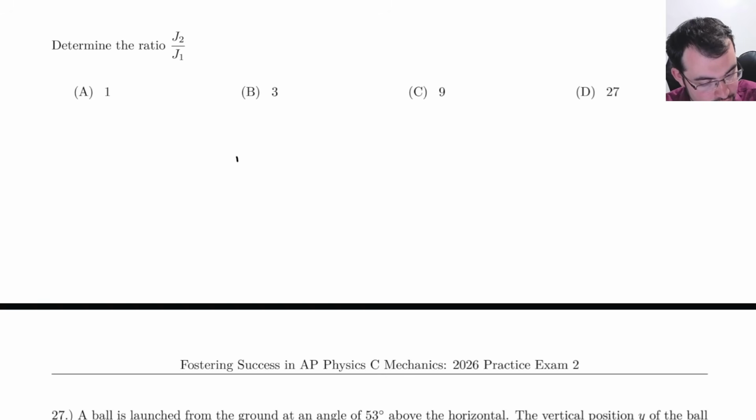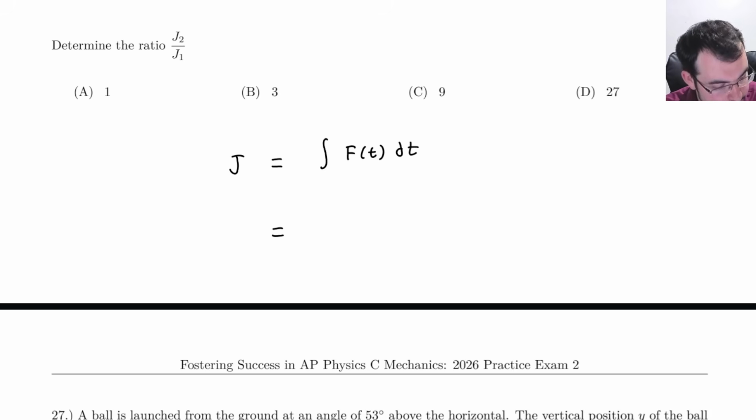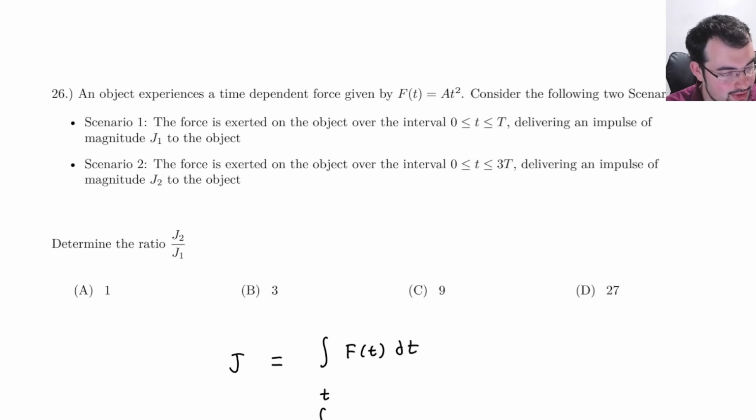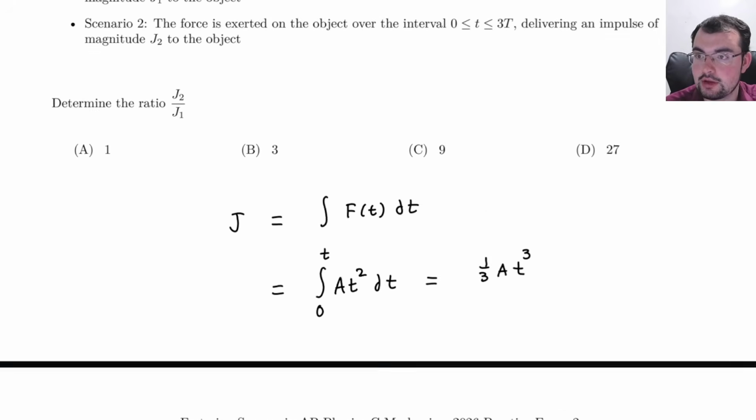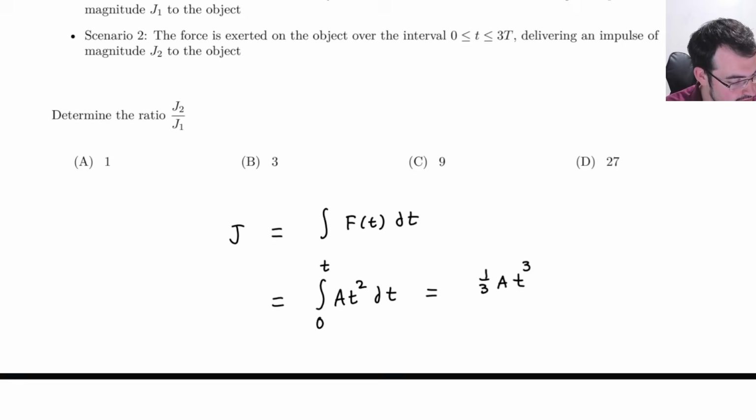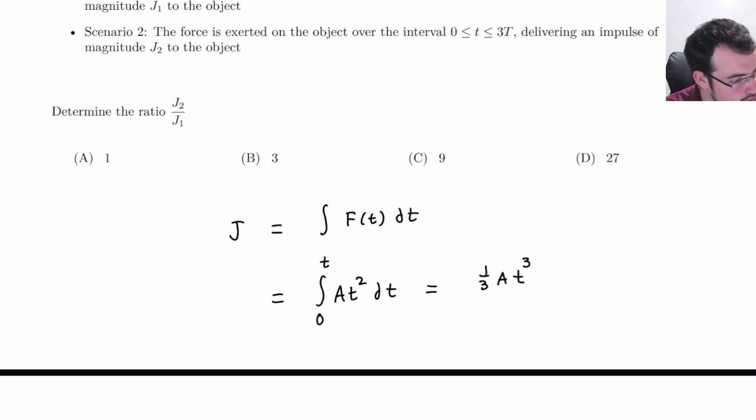Well, we know that J is the integral of the force function with respect to time. So we can just integrate to an arbitrary time so we can see the dependence. So our force function was AT squared, which means that we get 1/3 times A times T cubed is our impulse delivered. So what does that tell us? Well, that tells us that J is proportional to T cubed in this problem.